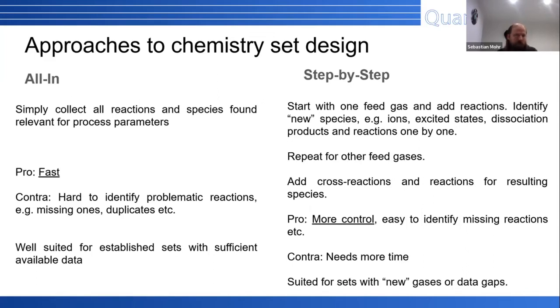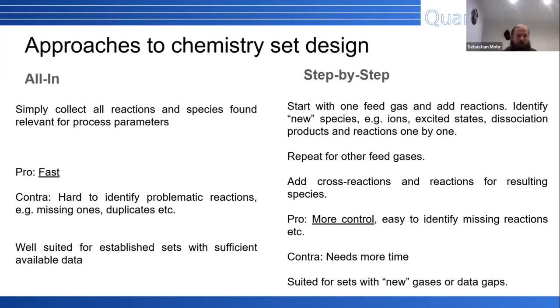And if you just take everything you find and then you experience some problems like instabilities in your simulation, or the results just are not a good fit for experimental results, it can be hard to identify which reactions might have faulty data, or which reactions might be missing, or maybe you also have some duplicates in your chemistry set when you took different sources and put them together and such.